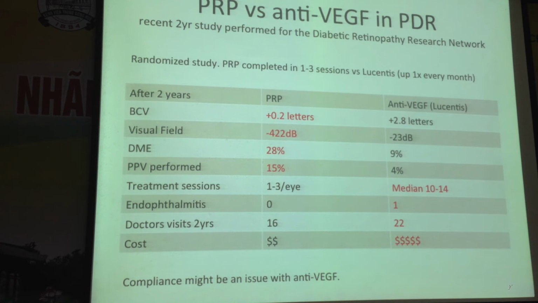The treatment sessions necessary for PRP were 1 to 3 sessions per eye, and that's one of the disadvantages of anti-VEGF, they needed 10 to 14 sessions over 2 years. Endophthalmitis was present in only one case in the anti-VEGF group, but of course not in the laser group. And the number of visits, you can see the difference. A patient with PRP needed fewer visits than the patients who got anti-VEGF.